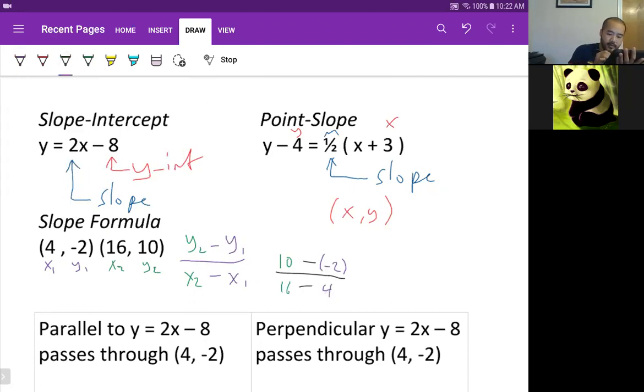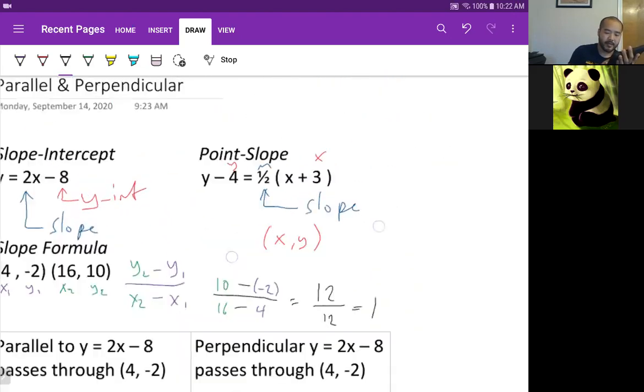So this one would be... no, positive 12, what am I doing? 10 minus negative 2, make it positive. So that's +12 divided by 16 minus 4, which is 12. I didn't mean for that to come out like that. I just made up some numbers. They happen to be 1. That's fine.